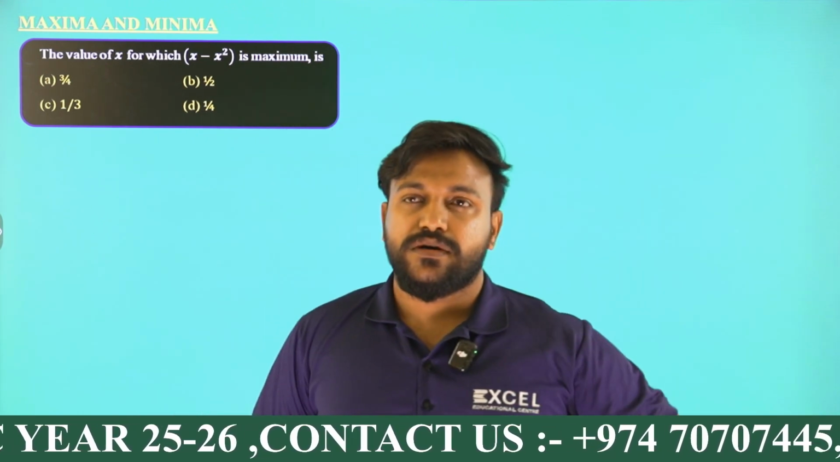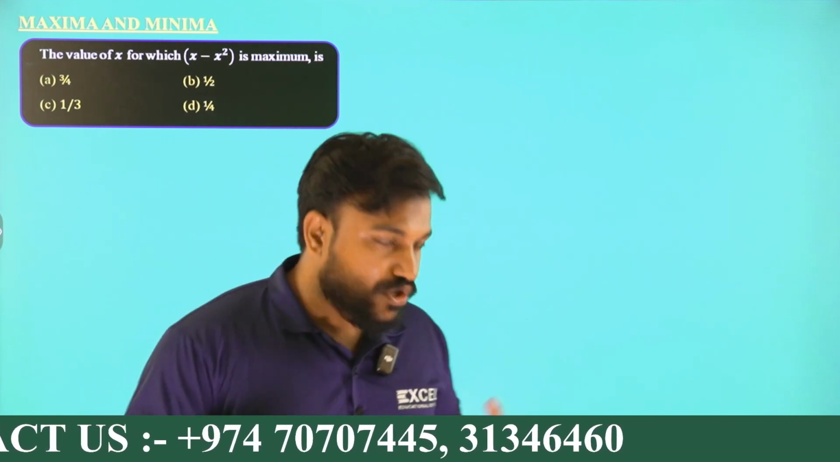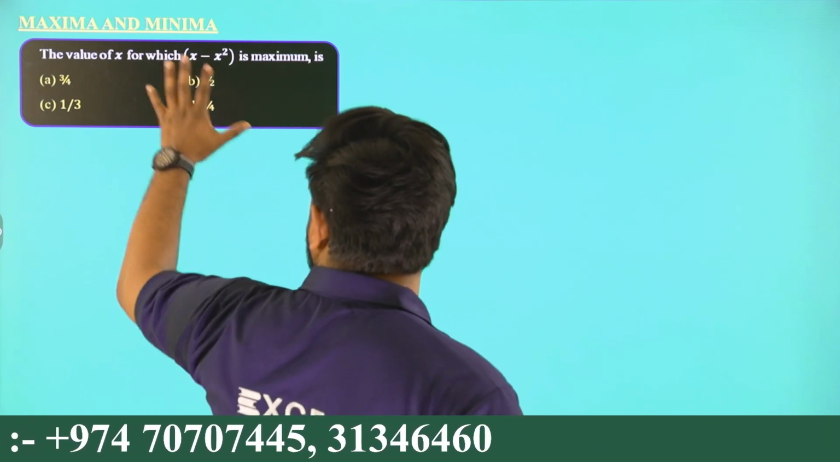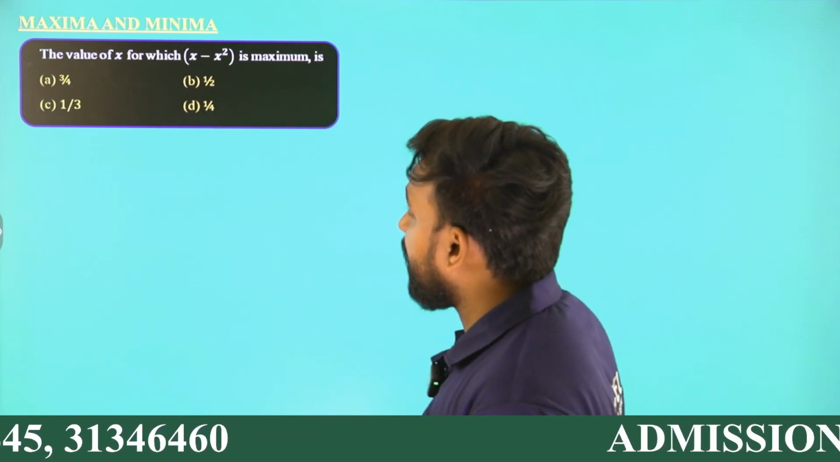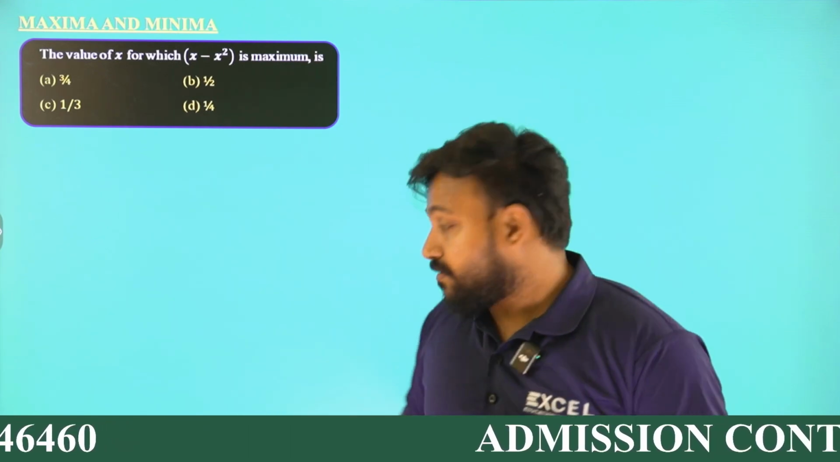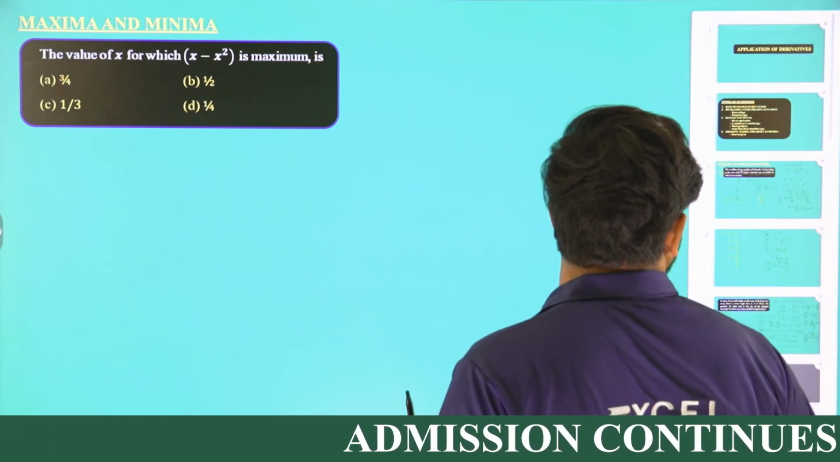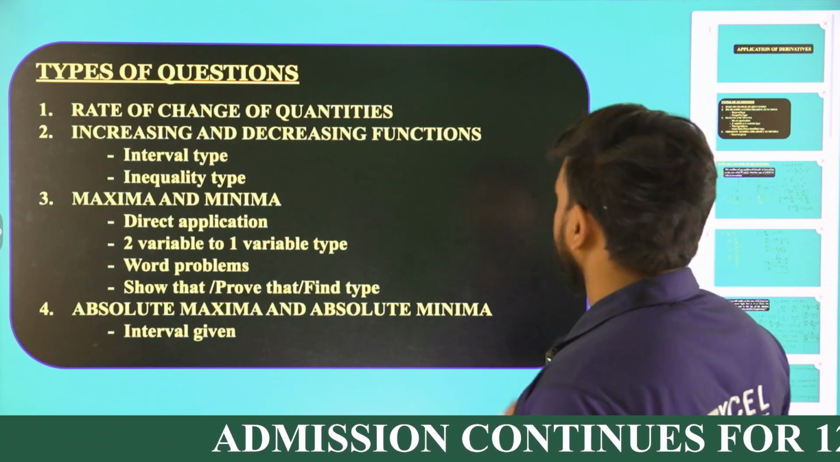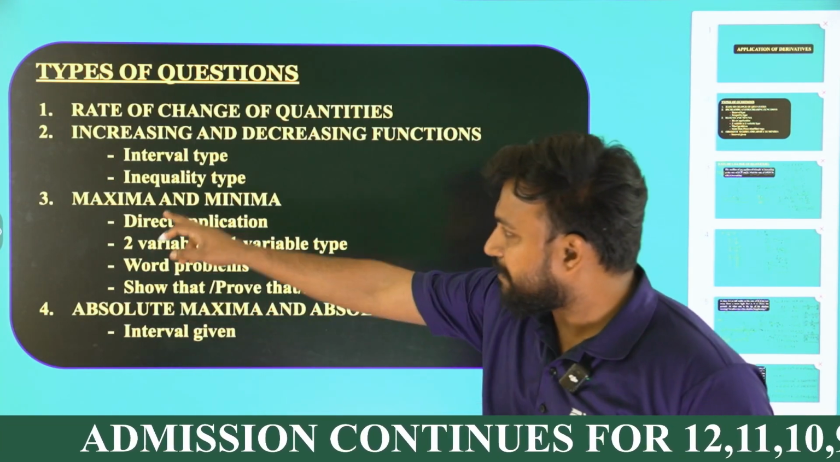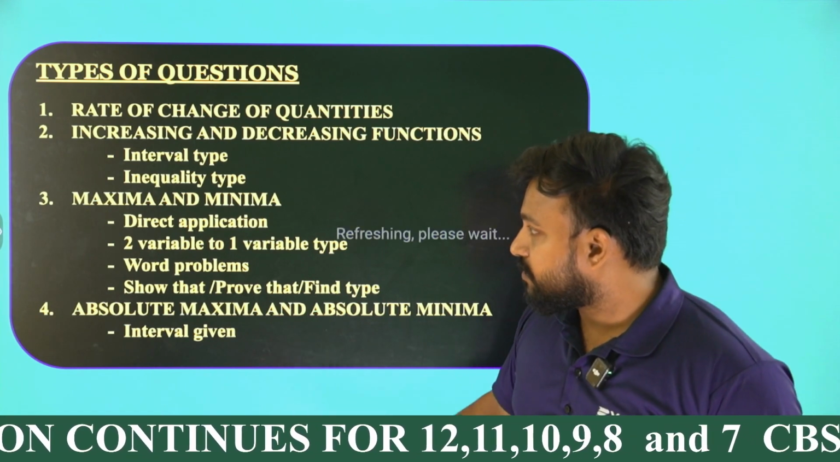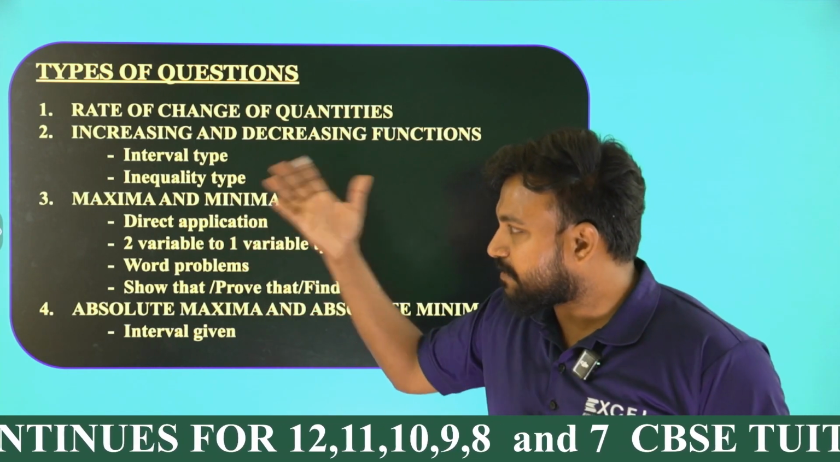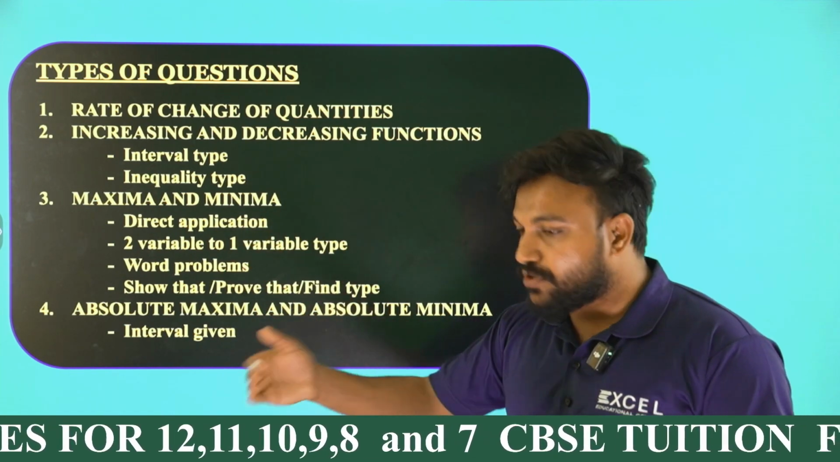Okay. So now this part is the most important part. You need to study this chapter. You can expect a very big number of marks from this topic. So this part is called maxima and minima. I showed you this maxima and minima at the beginning. We have 4 types of question we can expect. What are the 4 types of question? Direct application question and 2 variable to 1 variable question.